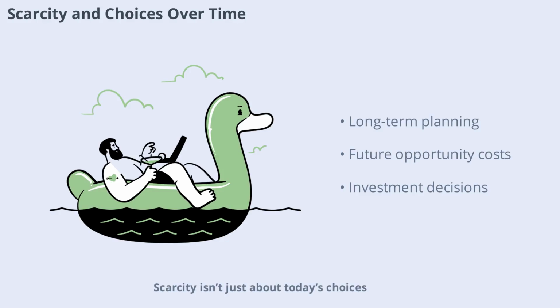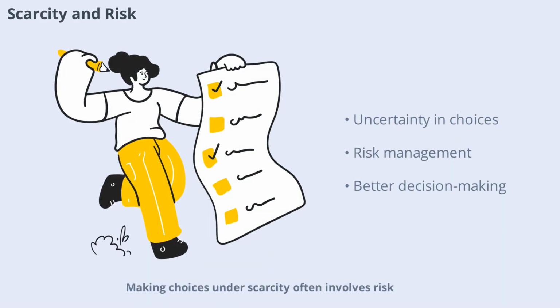Scarcity isn't just about today's choices, it also affects decisions about the future. Saving money, investing in education, or conserving resources all involve thinking about long-term opportunity costs and benefits. Making choices under scarcity often involves risk. We can't predict the future perfectly, so every decision carries some uncertainty. Understanding risk helps individuals and organizations make better choices in the face of limited resources.